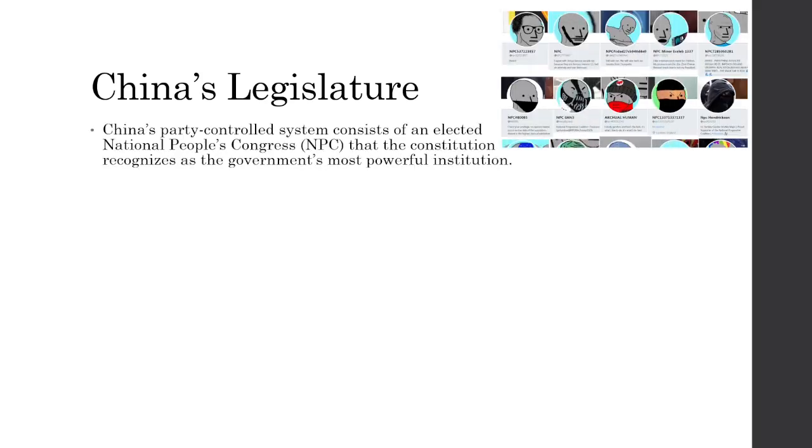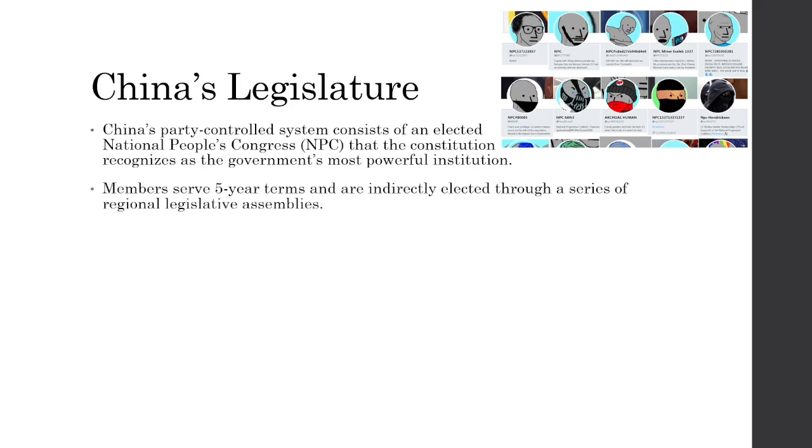So China's party control system consists of an elected National People's Congress. This is the NPC, and the Constitution creates this organization, and they recognize it as the government's most powerful institution. Now, is it? Not really. Members of the NPC serve term limits of 5 years. However, they're not elected by the people. The people don't go in and vote for legislators to represent them.